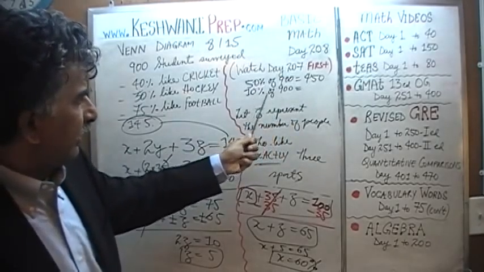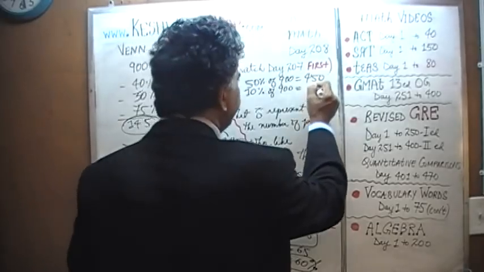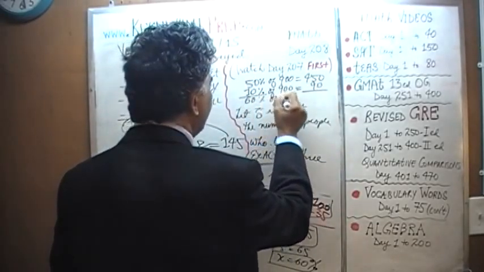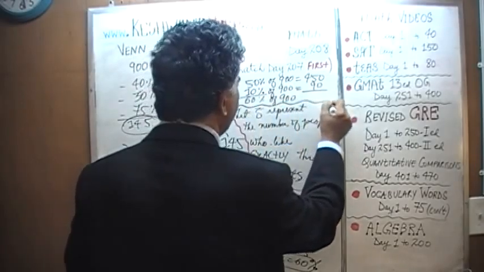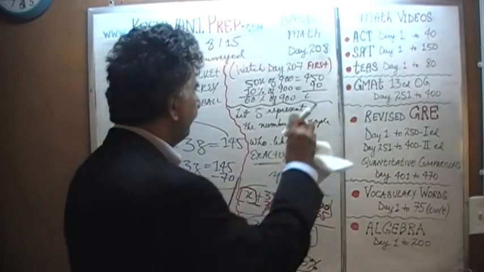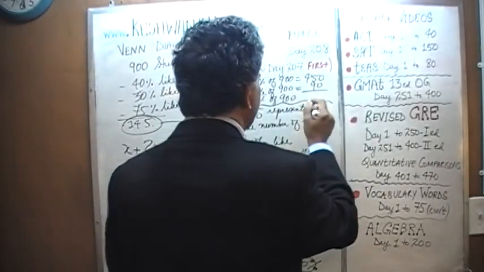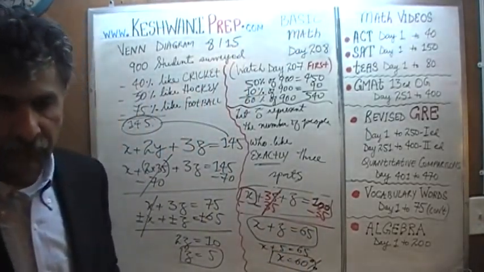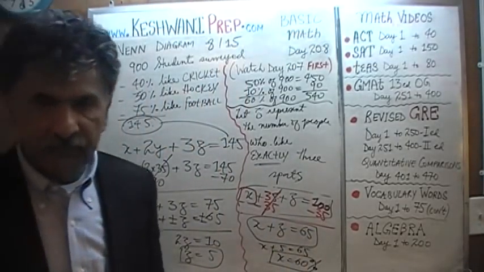50% of 900 is 450. We know half of 900 is 450, and 10% of 900 is just going to be 90. And therefore 60% of 900 is just going to be 540.